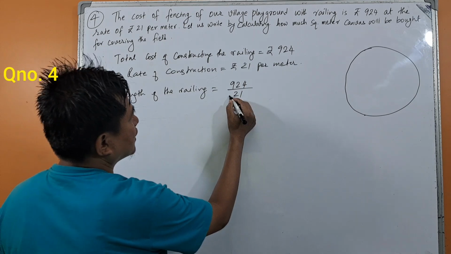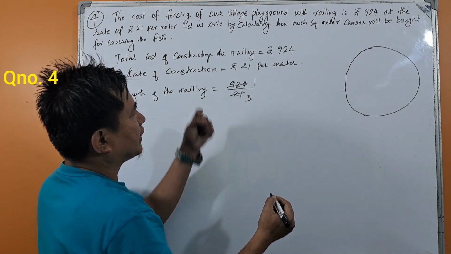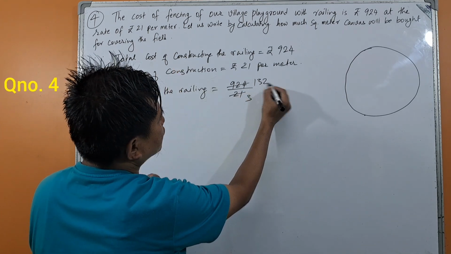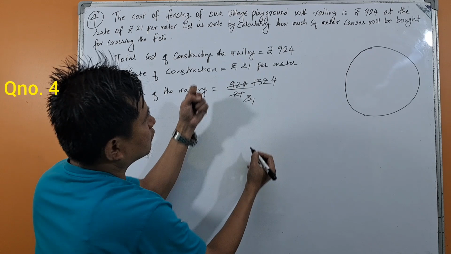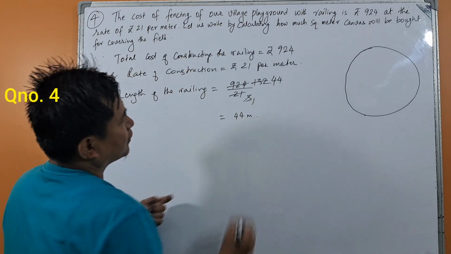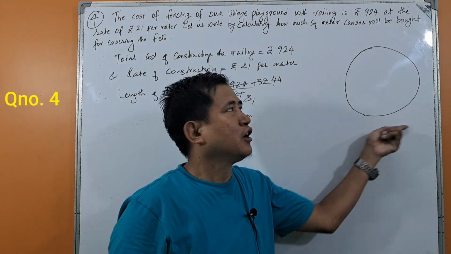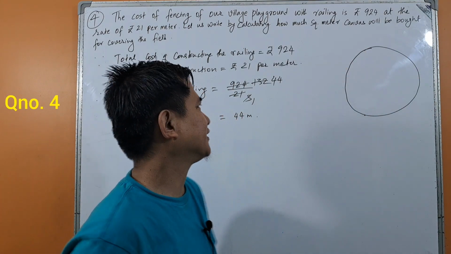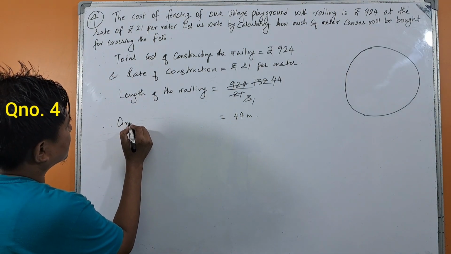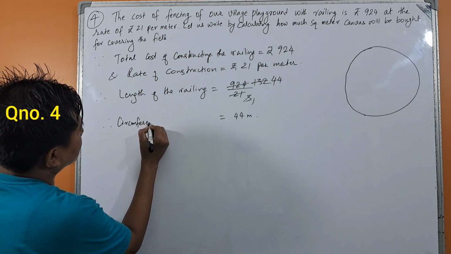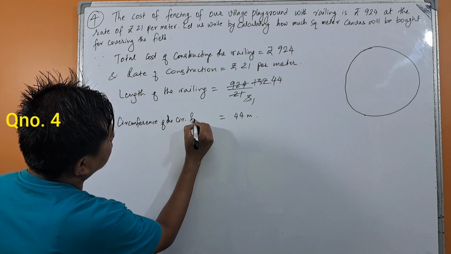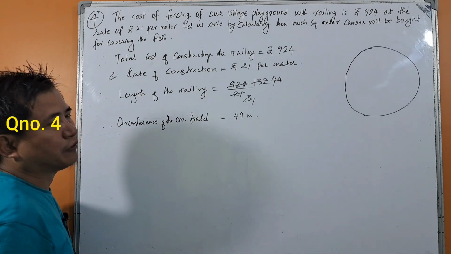So let's divide this. 7 3s are 21, 7 1s are 7, 8 9, this becomes 22, 7 3s are 21, 1 in hand, this becomes 14, 7 2s are 14. 3 1s are 3, 3 4s are 12, 1 in hand, this becomes 12, 3 4s are 12. So 44 meter is the length of the railing required to surround this circular field. This is actually the circumference of the circle. Therefore, the circumference or the perimeter of the circular field equal to 44 meter.